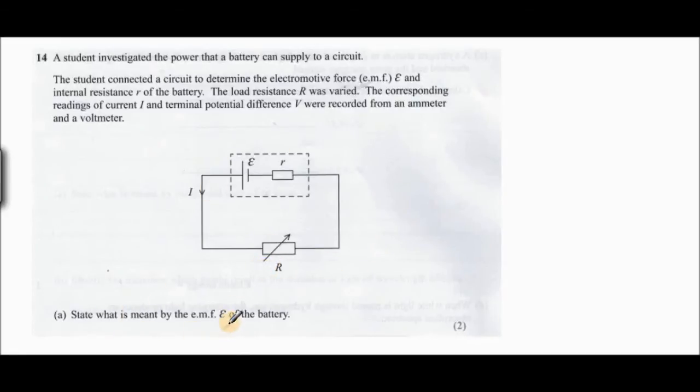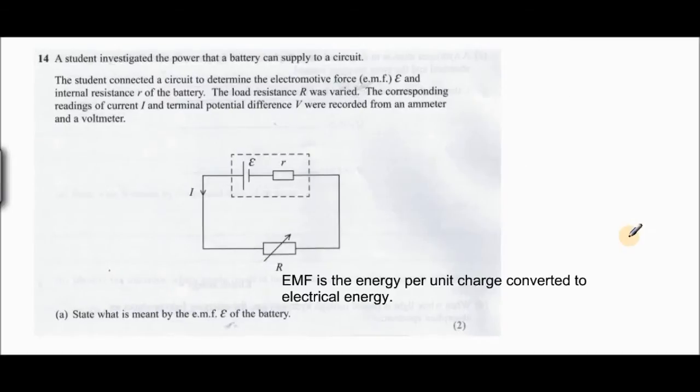State what is meant by EMF. So EMF is the work done per unit charge inside the battery in order to move charge from the battery into the circuit. This is basically the definition of the EMF. But if you wish, you can write: EMF is the energy per unit charge converted from chemical, or whatever the source is, to electrical energy. This is the definition.